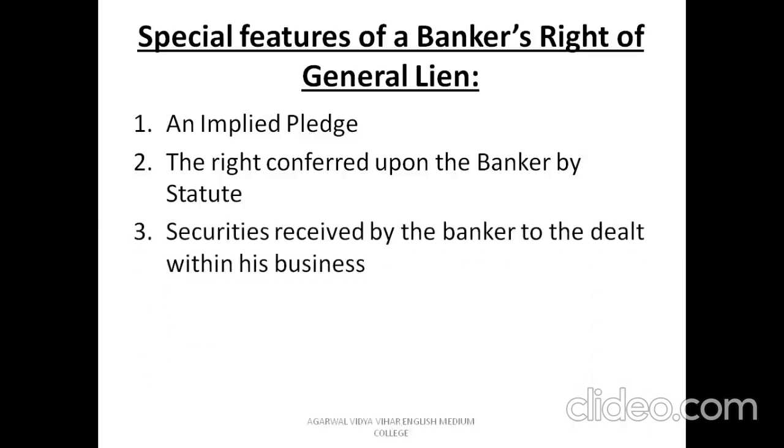Then we discussed that the security received by the banker must be dealt with in his business. If any security is received by a banker for any special purpose, then the banker cannot exercise the right of general lien on that particular property. Then we discussed that security must be owned by the customer. It is compulsory that if the banker wants to take possession of the property or sell the property, then the property must be owned by the customer on which the debt is due.